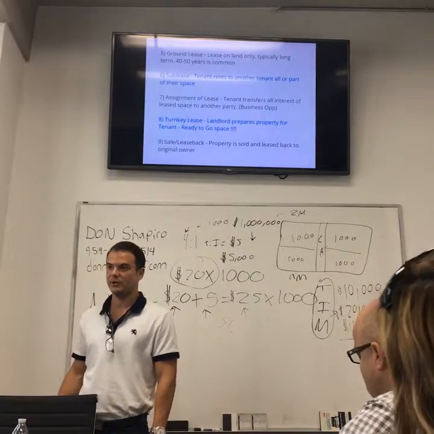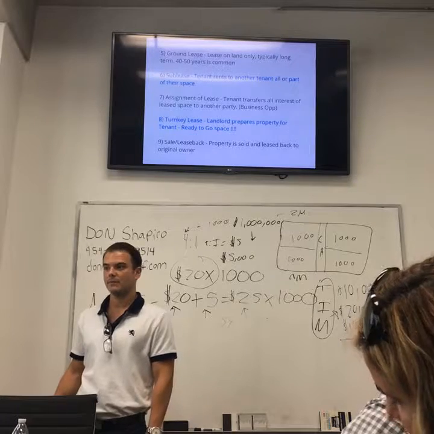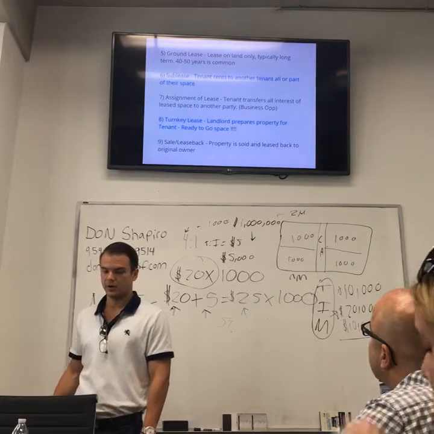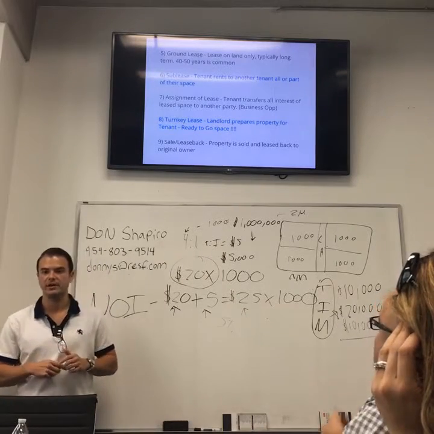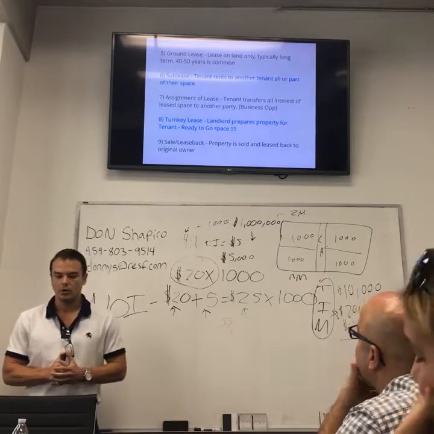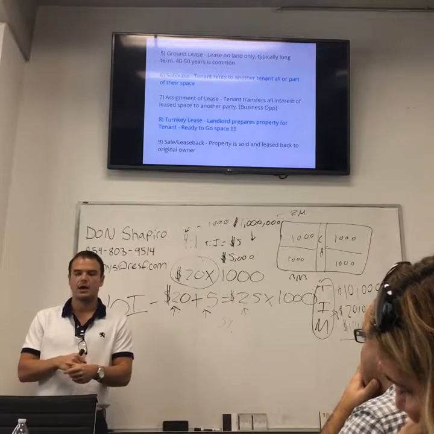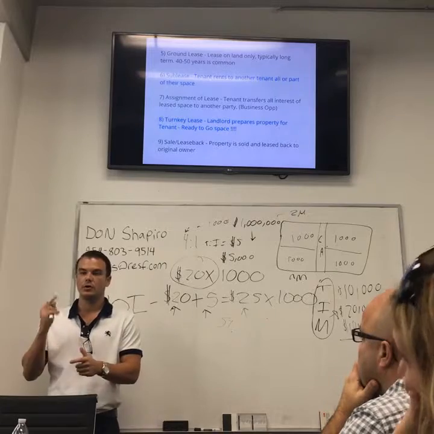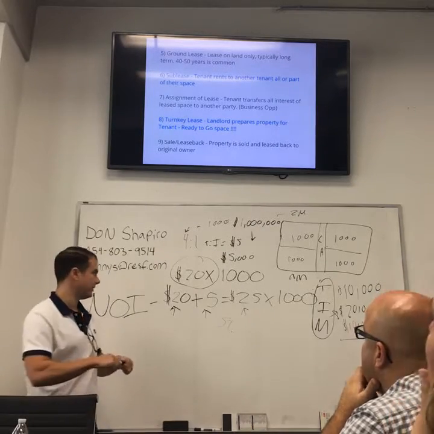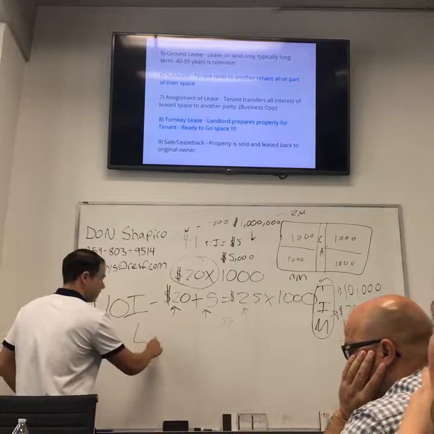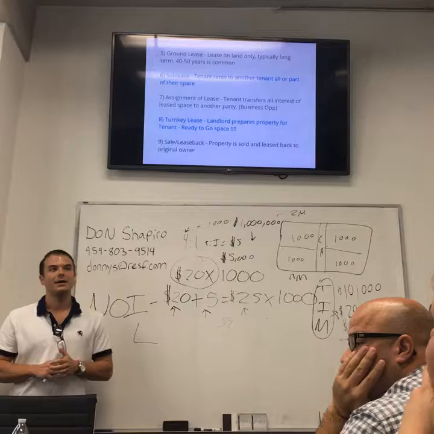Ground lease, anybody know what that is? Yes, a ground lease is a very long-term lease, 40 to 50 years. A lot of fast food places, McDonald's, Burger King, banks, gas stations, they sign a ground lease. Share with them a little bit about the deal that's falling apart, but it's a great opportunity.